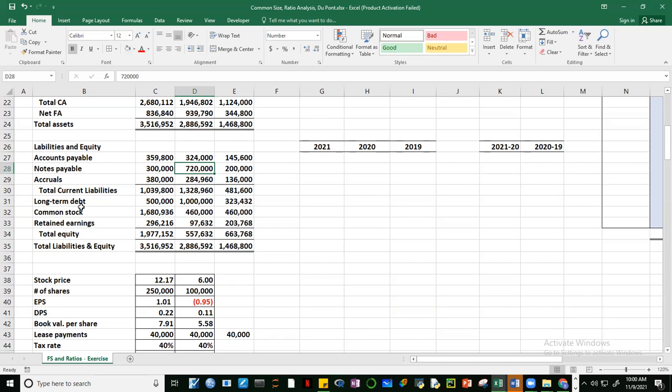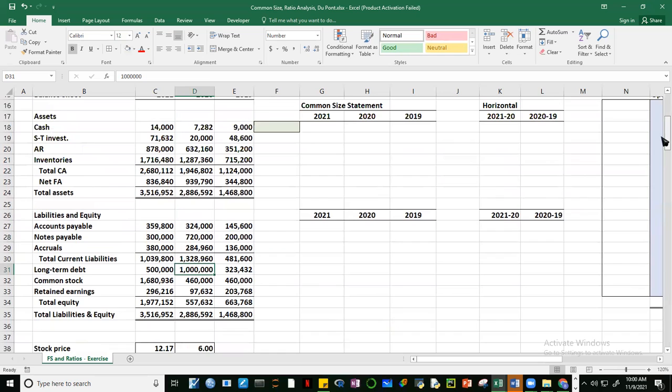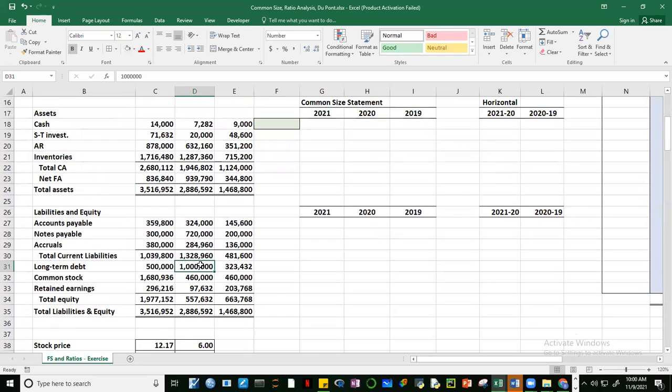Also, long-term debt, guys, take a look at this: from 323,000 up to 1 million. That's where the increase in the interest was coming from. So what could have led the company to borrow more? That can be seen. Take a look at the net fixed assets.